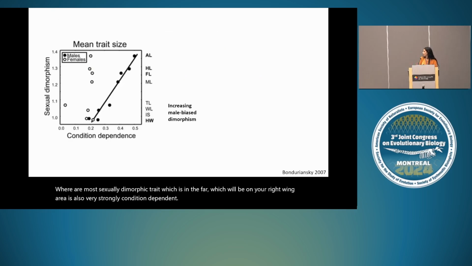And to sort of bring it back to that classic example of what we would expect under the gene capture model, and keep in mind that this is referring to male bias dimorphism. So as male bias dimorphism increases, we also see that subsequent increase in condition dependence. And we're seeing this relationship in males, but we don't have any strong predictions about how this would relate in females.